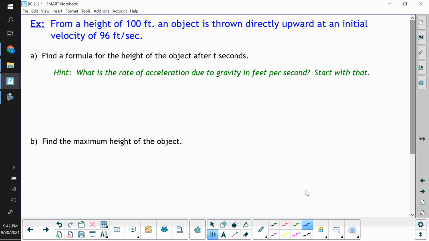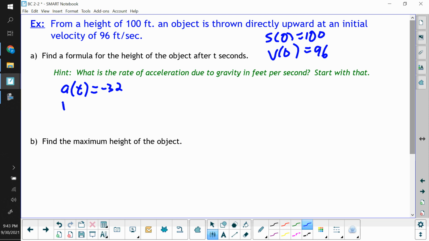All right, so our first example, from a height of 100 feet, we got an object thrown directly upward, initial velocity of 96 feet per second. So from that sentence, 2 things we know. Our initial position is 100, and our initial velocity is 96 feet per second. The rate of gravity is constant when you're in feet. Your acceleration due to gravity is negative 32 feet per second squared. So because that's always constant, we will start from there, and then we'll work through with antiderivatives to find eventually our formula for the height.